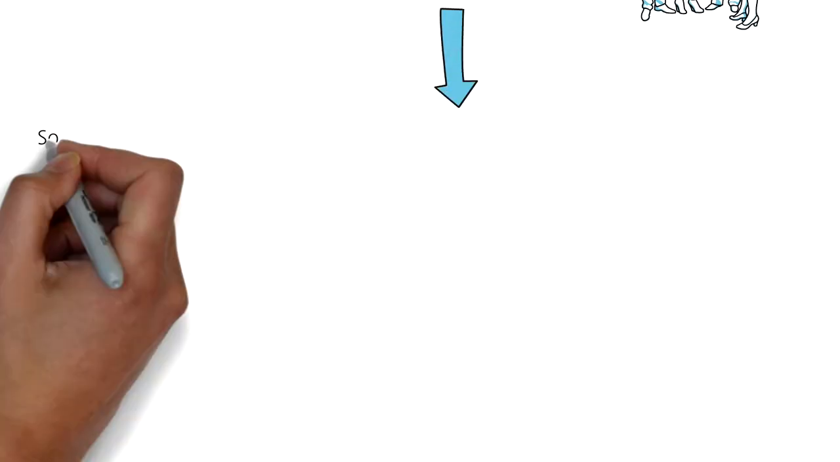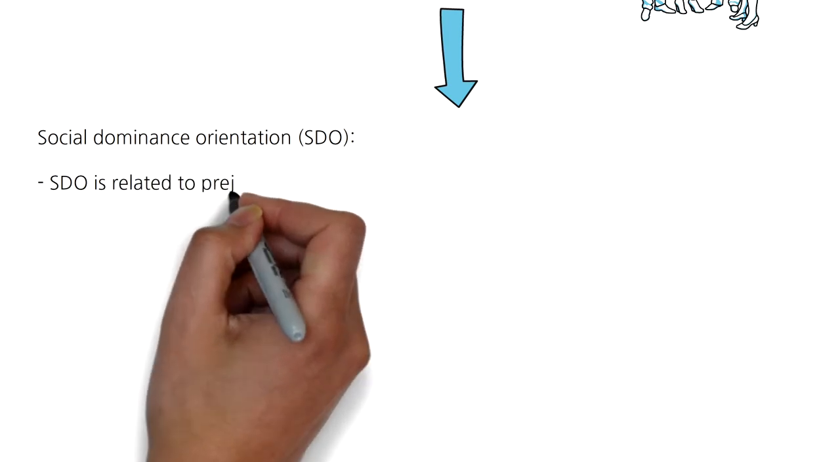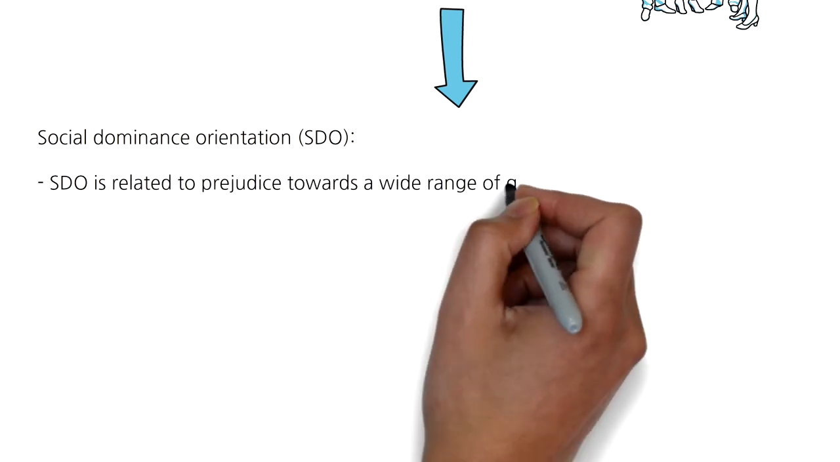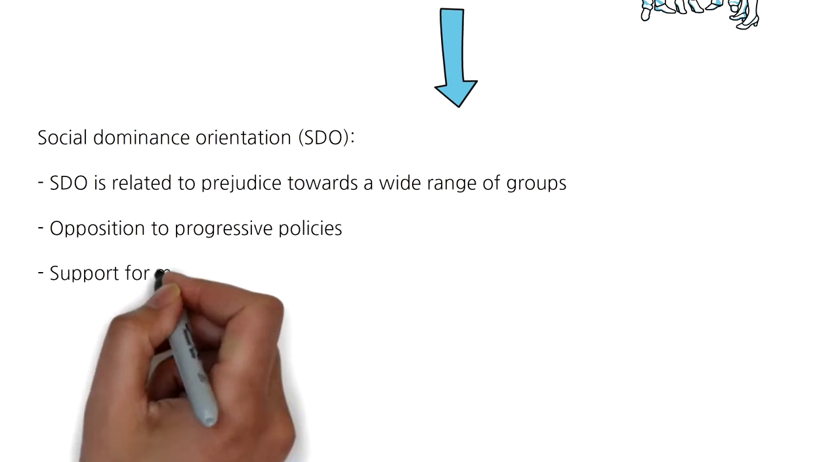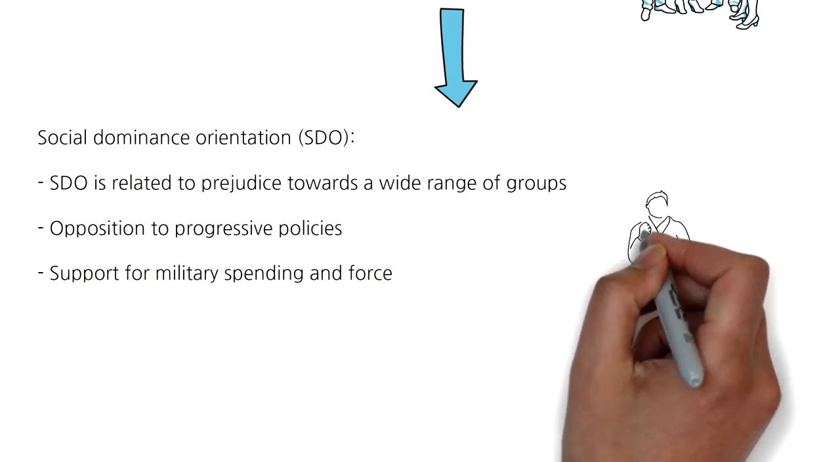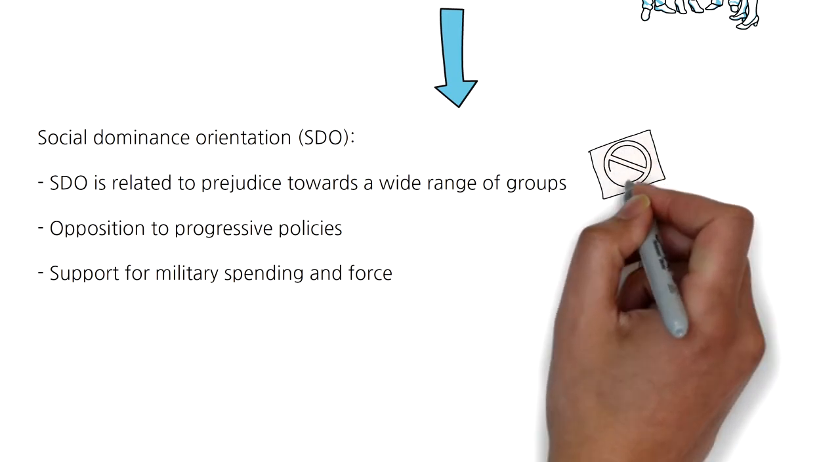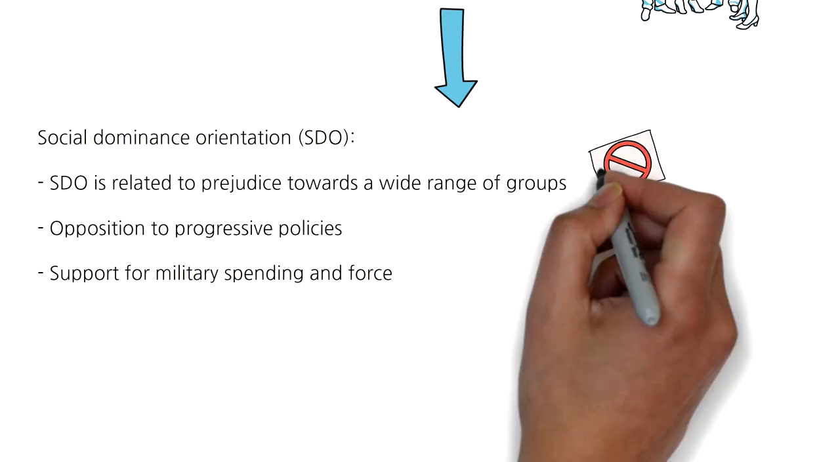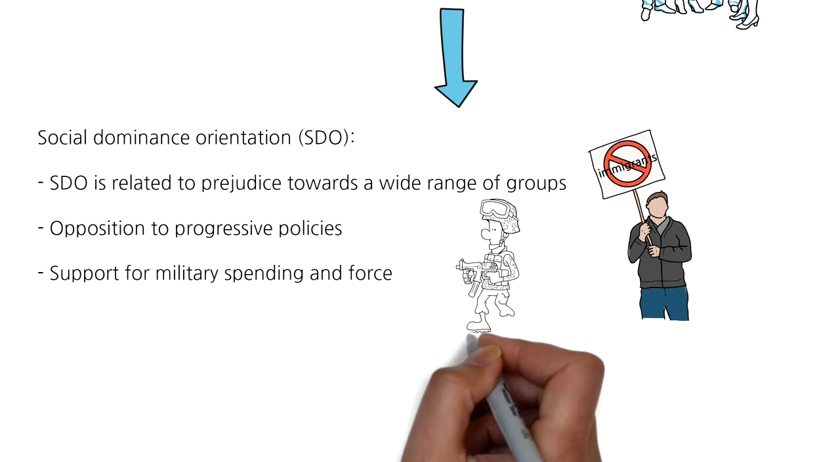So what does the SDO, or social dominance orientation, show us? Extensive evidence shows that SDO is related to prejudice towards a wide range of social groups. These include sexism, racism, and anti-immigration prejudice. There is often opposition to progressive social policies, and this is seen through affirmative action policies. And there is also support for military spending and military force.